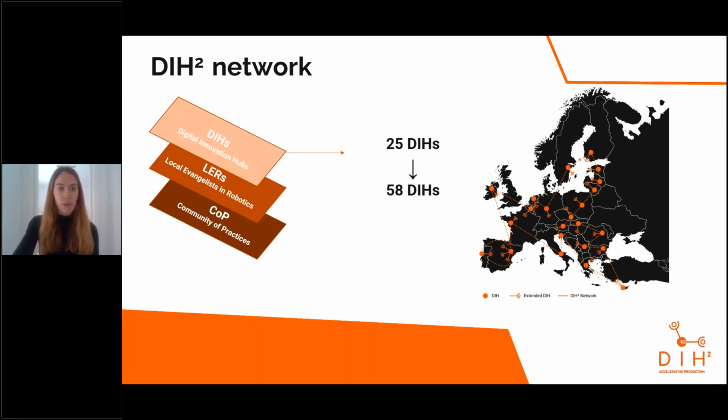Going a bit deeper in each of these layers, as Ali was saying, we started with 26 DIHs, then we are 25 in the DIH² consortium, but extending right now to 58 more. And then our ambition is to be more than 170 by the end of the project, which is in more or less 1 year. Maria, just to clarify, we are 71. 71 when we sum up, yes. Okay.